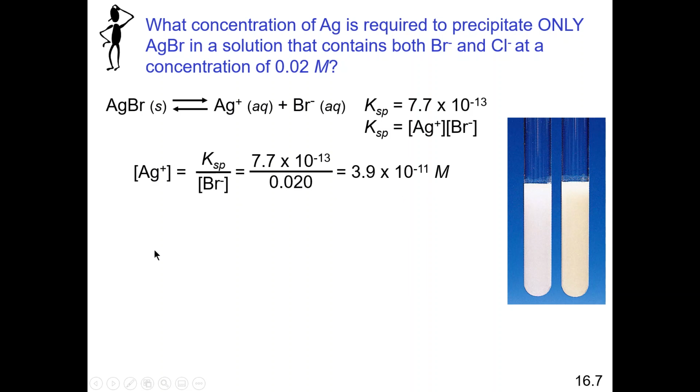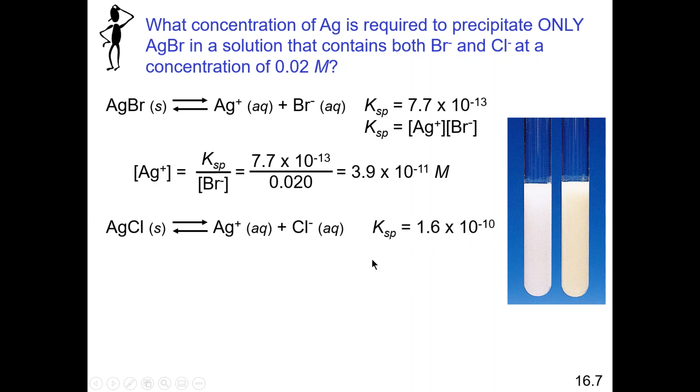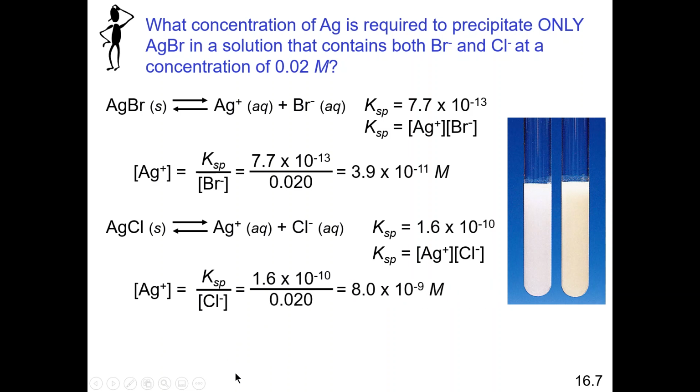Now, we're going to do a similar calculation for the equilibrium between silver chloride and its ions. The KSP you can look up, and you'll see it's 1.6 times 10 to the minus 10. And this is the KSP expression. We rearrange this to solve for concentration of Ag plus, and then we plug the numbers in, and we get 8.0 times 10 to the minus 9. So that represents the concentration of silver ions that would be needed to precipitate the chloride ions.